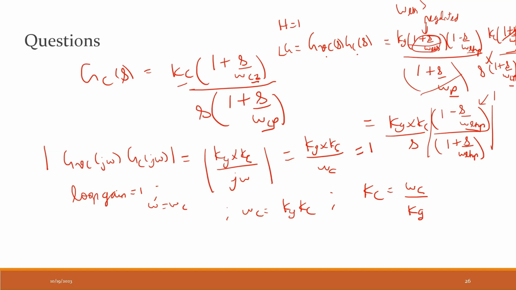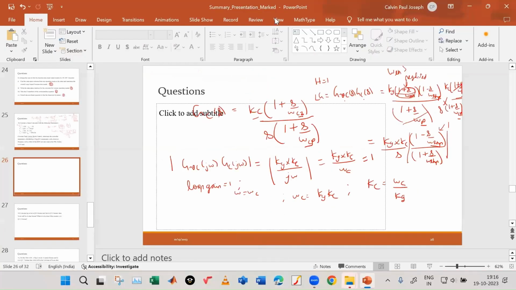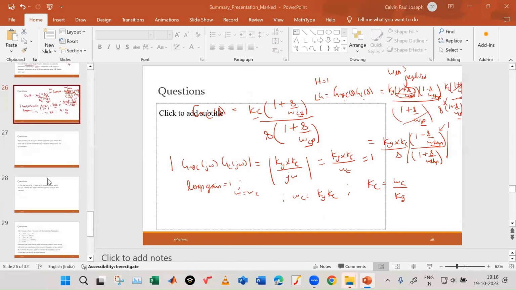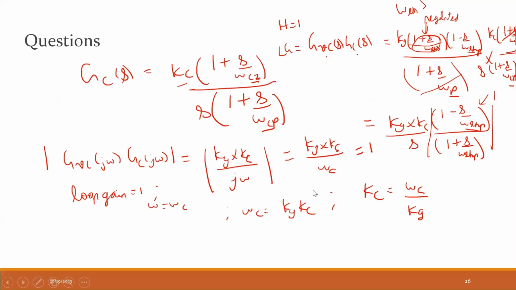And then you can find the phase margin, as well as what the effect would be if you consider delay. So just excuse me for 1 minute.